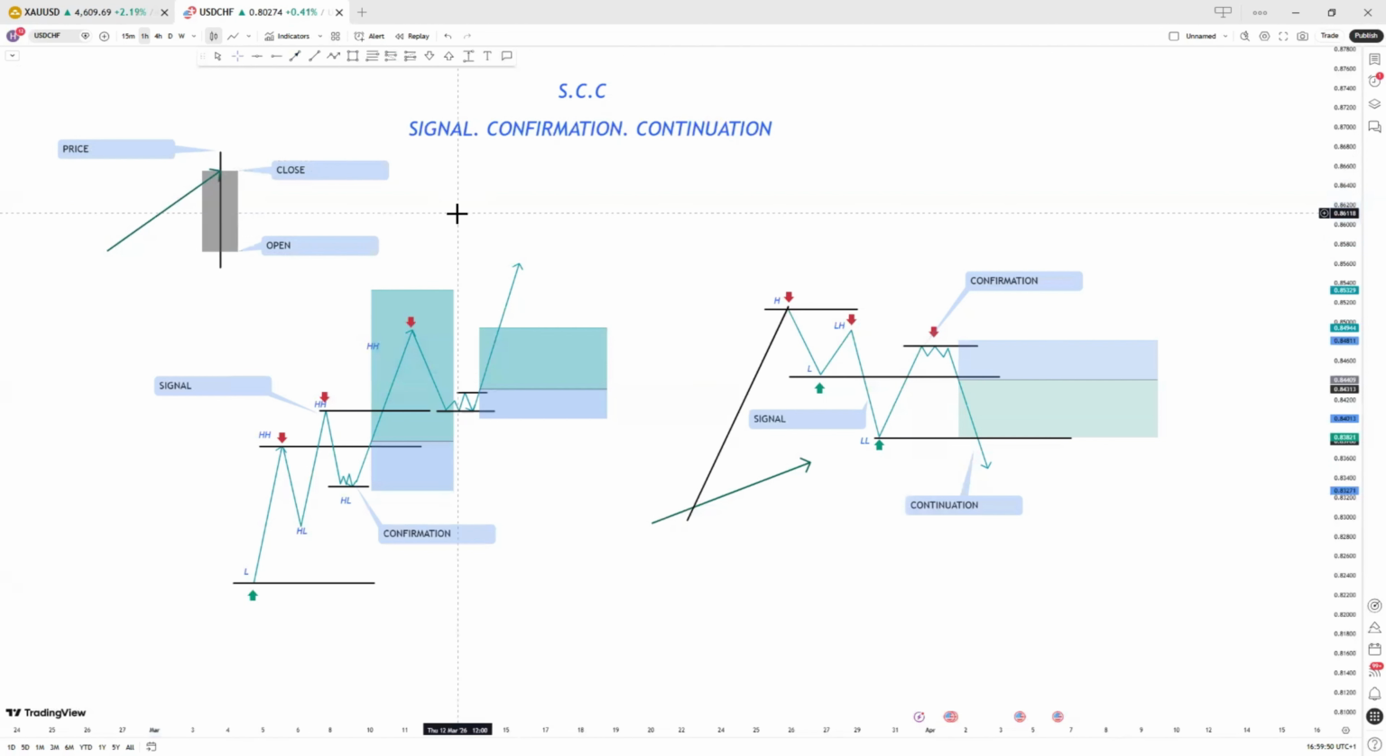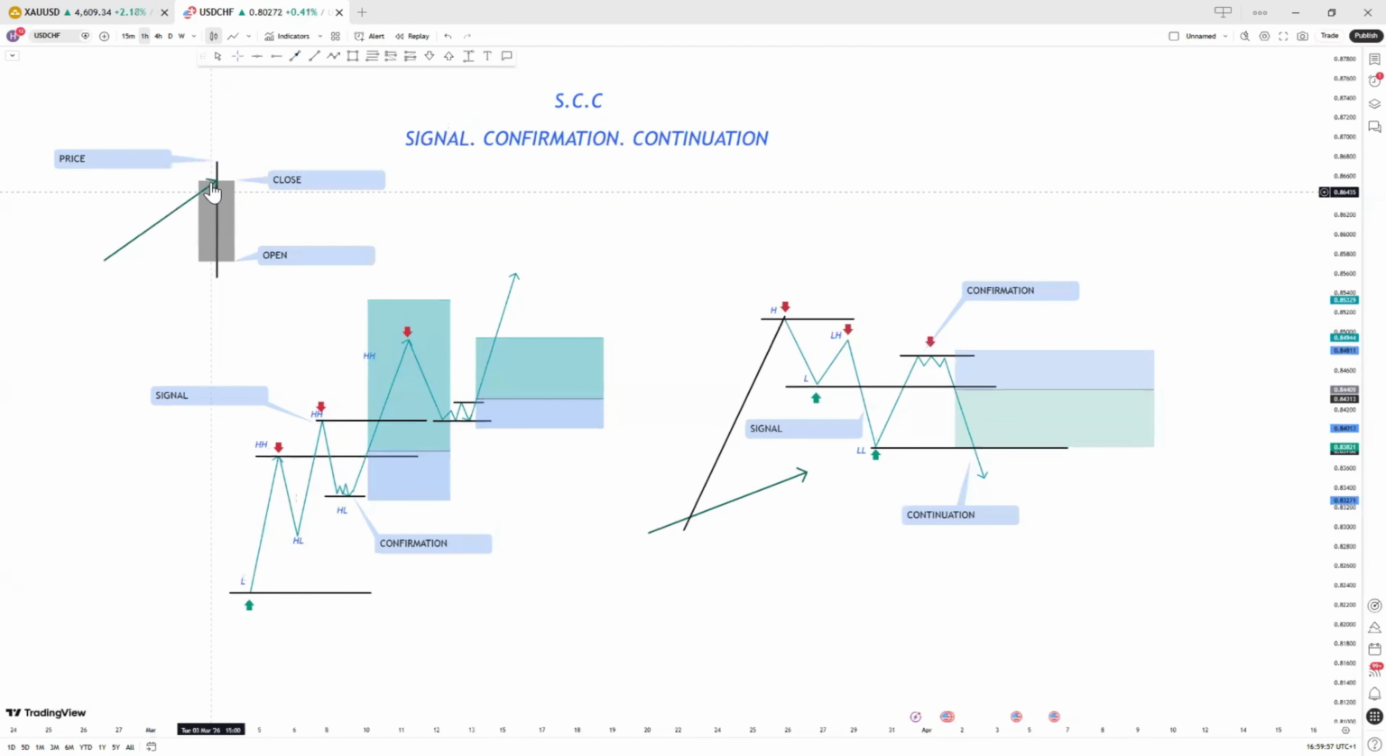You understand? Did you get me now? So the market closed at this level right here. This is very important as well, because this is the opening and this is the close. The opening and the close, that is very important information.